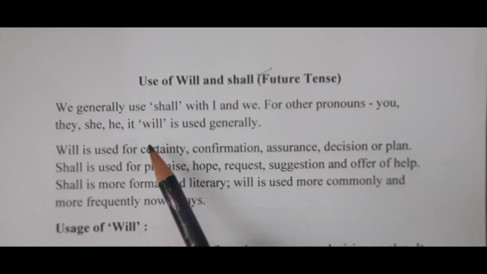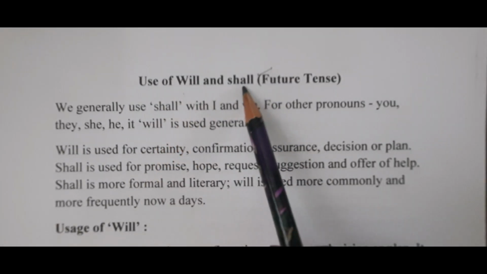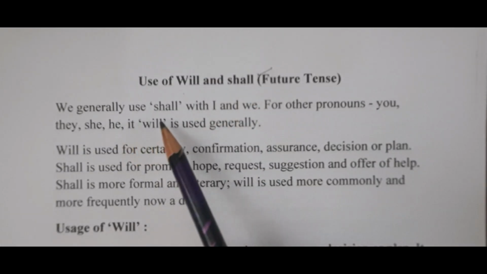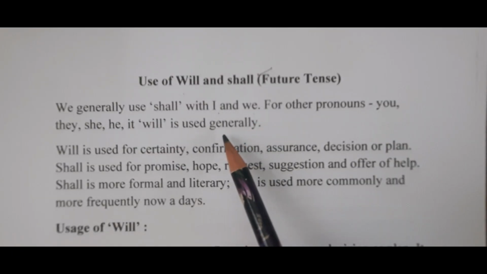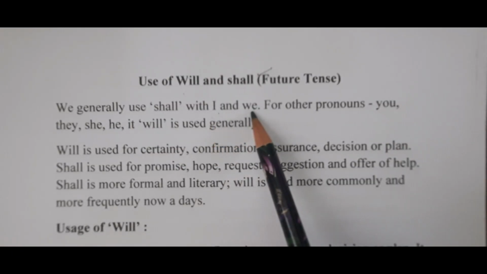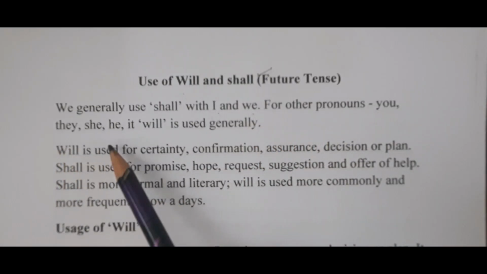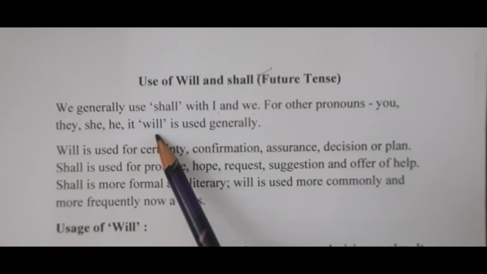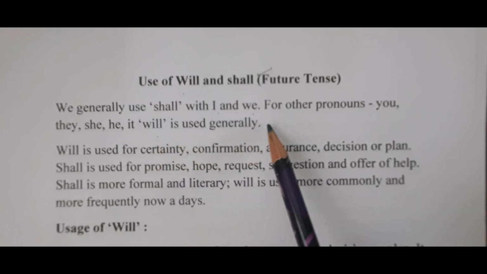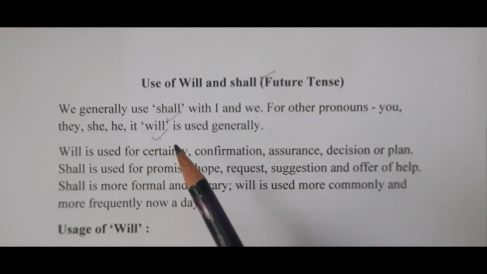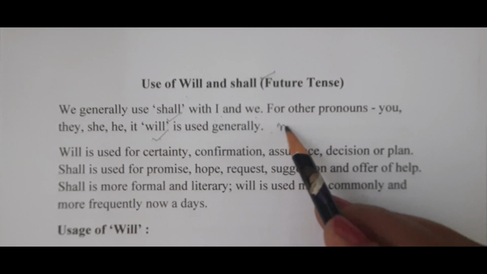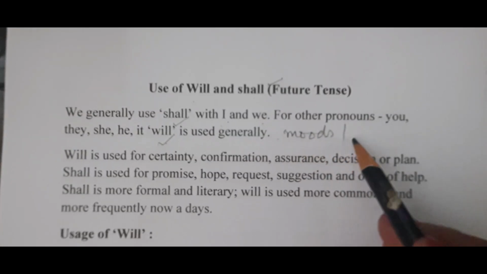Now let me tell you the difference. Where to use will and where to use shall. Generally we use shall with I and we. That is first person pronoun, singular and plural. And for other pronouns, you, they, she, he, it, we use will. But this classification is not very strictly followed in certain situations. We use shall and will as per the moods or conditions.